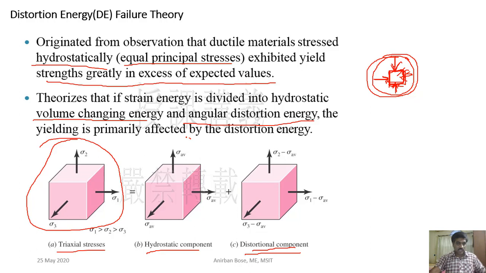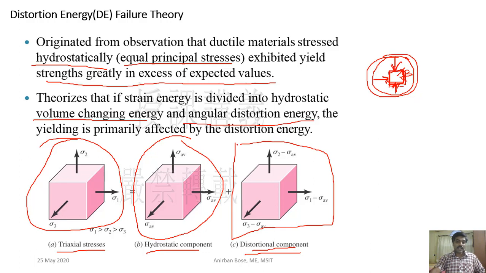Now this portion is not mainly responsible for yielding, only this portion is responsible for yielding, and that is why we are going to look for this component only. This is our observation: by this kind of stress, we have observed that yielding is not occurring. Yielding is occurring only at a very high value. That means this is not responsible for yielding, and this portion is responsible for yielding. Okay, so let us try to find out the distortion energy.